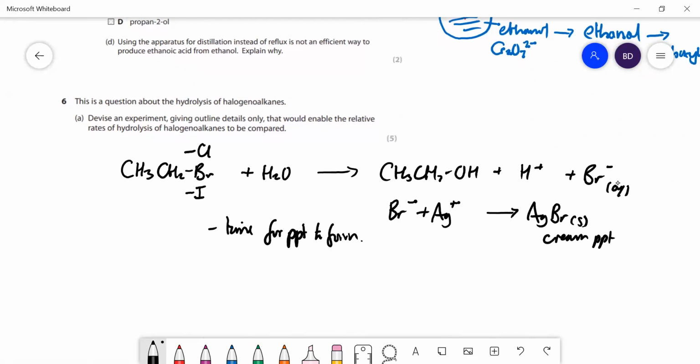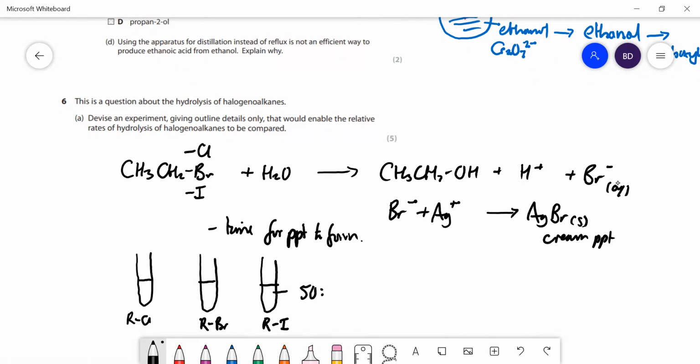Right, a couple of things that we have to say there. So you're going to get 3 tubes, one for the chloroalkane, one for the bromoalkane, and one for the iodoalkane. Now in each tube, you're going to put in there not just water and silver nitrate, because haloalkanes are not that soluble in water. So you would want like a 50-50 mixture of silver nitrate in aqueous solution plus ethanol. And the ethanol is to help the haloalkane dissolve. You want half water, half ethanol in there.